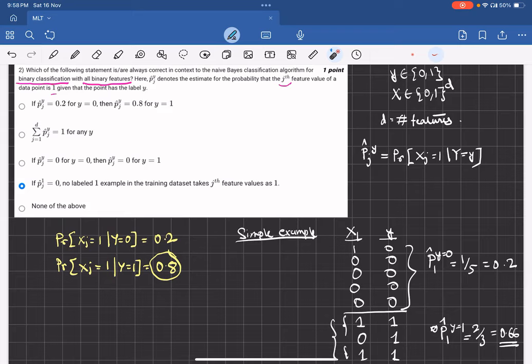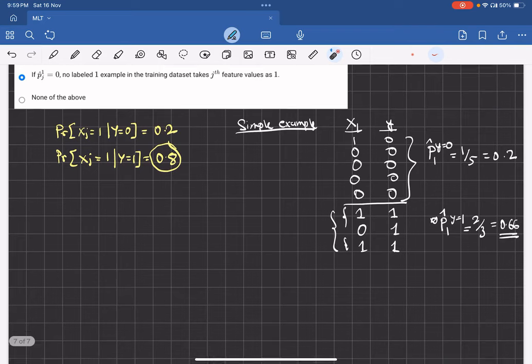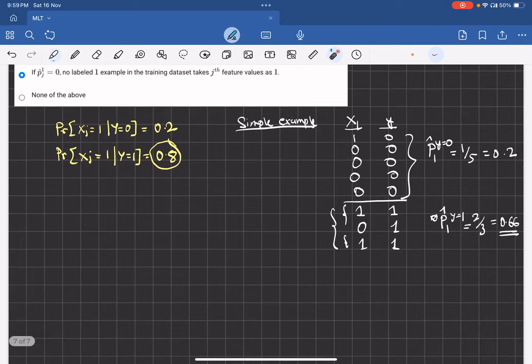Now let's look at the second option. What does the second option say? The second option says that the probability p_j of y hat, summed over all the features, so when we are saying summation j equal to 1 to d, that means sum over all the features, should be 1, right? Now let's look at our simple example. Is it equal to 1? Okay, let's see.